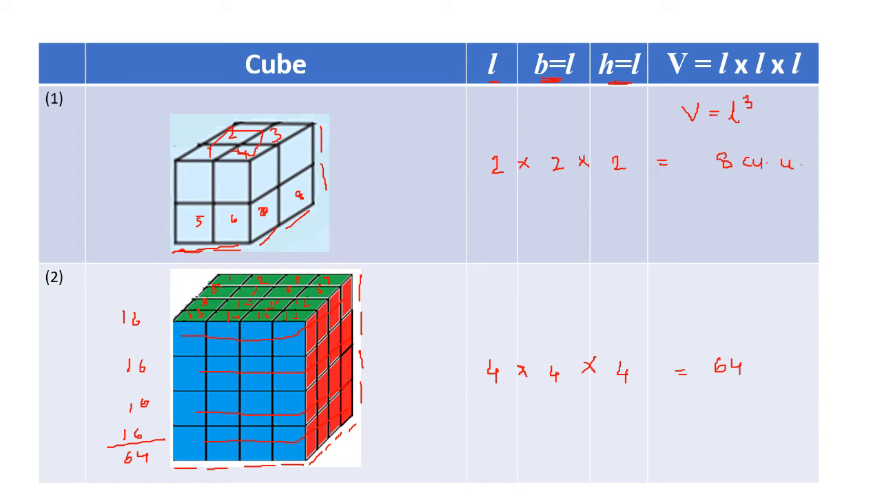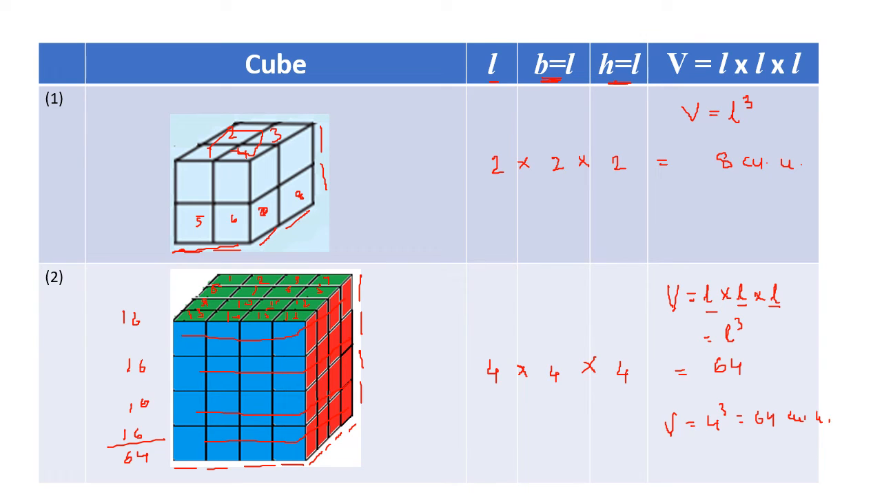So the only difference between the formula of a cuboid and a cube is the cuboid is L into B into H. The cube is L into L into L. Why? Because the length, the breadth and the height are equal, which is L cube. So volume here is 4 cube or 64 cubic units. So two formulas for the day, the volume of the cube and the volume of the cuboid. If you have not understood, you can rewind the video one more time and see through it.